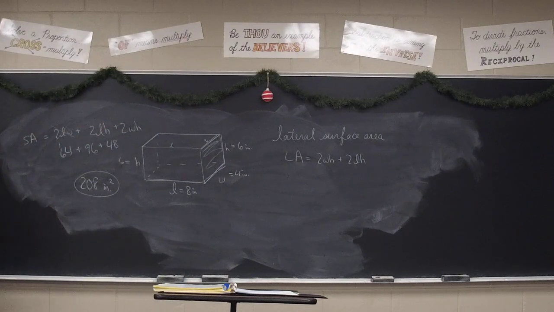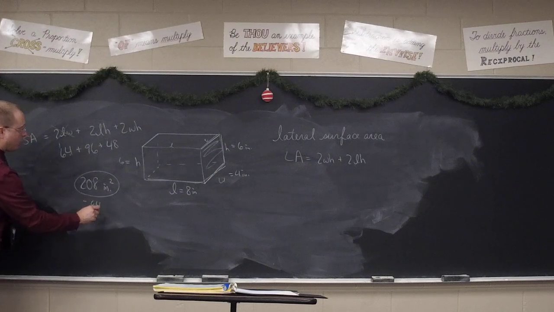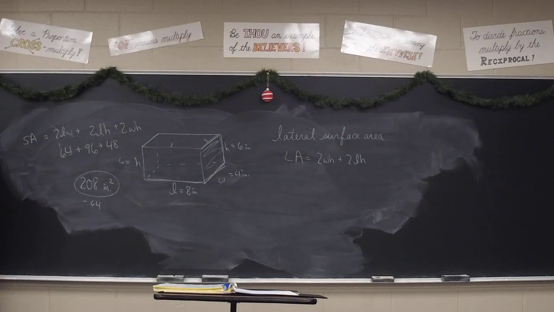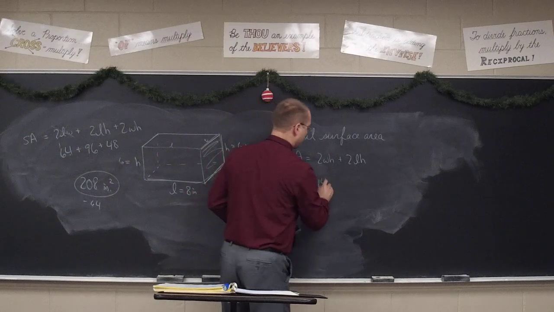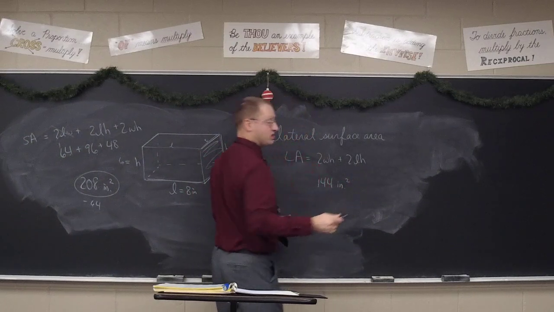We know what you do. I already got my answer, right? I don't need 64 of it. Take 64 off real quick. What do we got? 144. 8 minus 4 is 4, and 20 minus 6 is 14, so 144. And it's still square units, because it's still area.